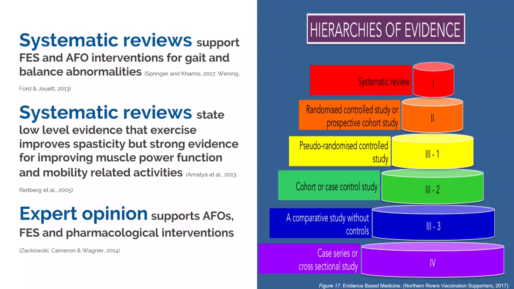Systematic reviews looking at exercise interventions were mixed. Amatia et al. conclude that there is a low-level evidence that exercise therapy given with other interventions provides beneficial effects on spasticity specifically. Rietberg et al. looked at 9 high-quality RCTs and concluded that exercise therapy can have benefits for people living with MS, particularly for muscle power function, exercise tolerance functions, and mobility-related activities. There was no evidence that exercise reduced fatigue or changed the person's perception of disability.